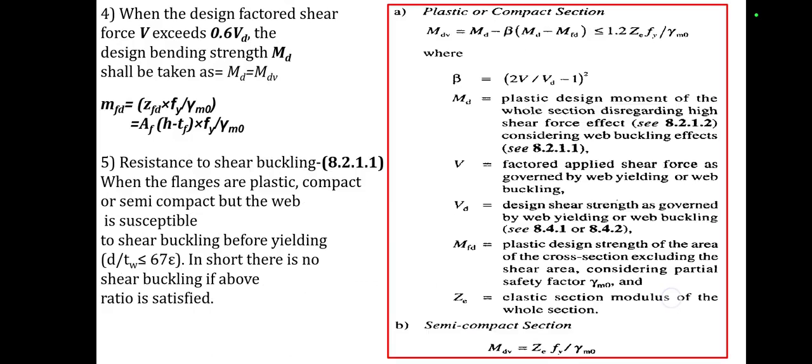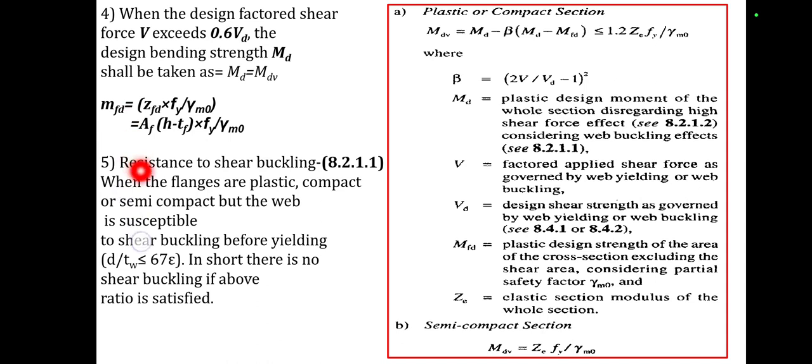Then the design shear, the Mfd, that is the plastic design strength of the area of the cross section excluding the shear area considering the partial factor of safety gamma m0, and Z is the elastic section modulus of the whole section. For the semi-compact section, Mdv is equal to Ze Fy upon gamma m0.